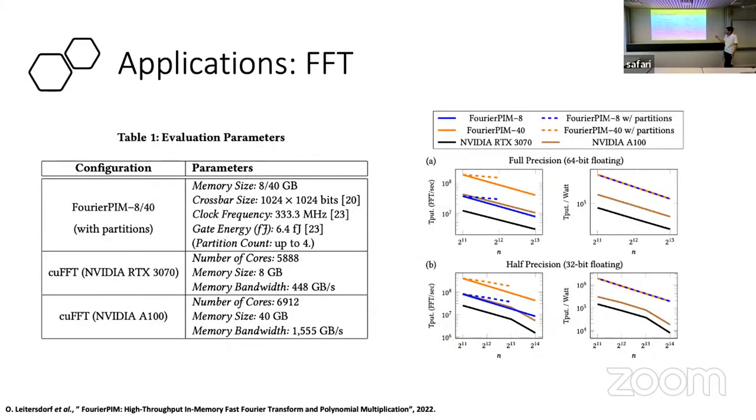And in the end, we took this approach to FFT. We're comparing it to the state-of-the-art GPU solution. It's called cuFFT. It's a library given by NVIDIA on 2 different types of GPUs. And we take, again, parameters derived from the RACER architecture for processing memory. And we get here the results for both full precision floating point numbers and half precision floating point numbers. And you can take a look later. We're comparing both throughput and energy.